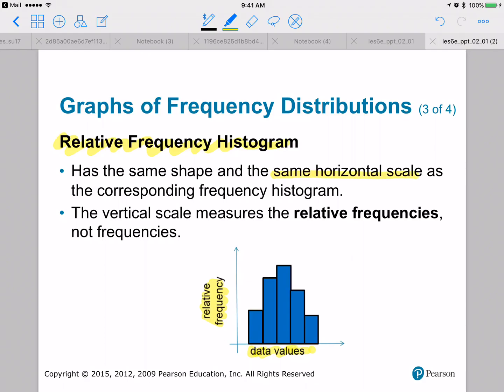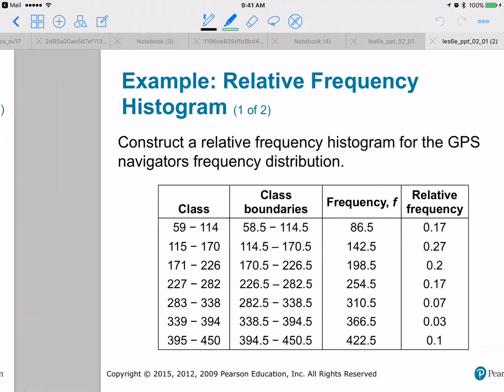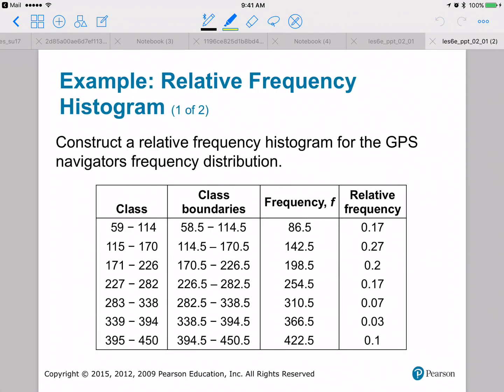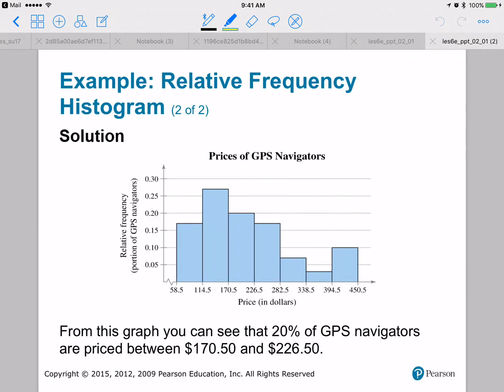Down here, you're going to have your different classes as in the corresponding frequency histogram. But the only change is that for your vertical scale, you're going to measure relative frequencies as opposed to just frequencies, okay? So we've got a picture here. You can look at the data. You're going to be graphing your class. So you still have your class boundaries, but now instead of graphing your frequency, you're going to graph your relative frequency. And the benefit of using relative frequency instead of frequency is that now we have a sense of proportions.